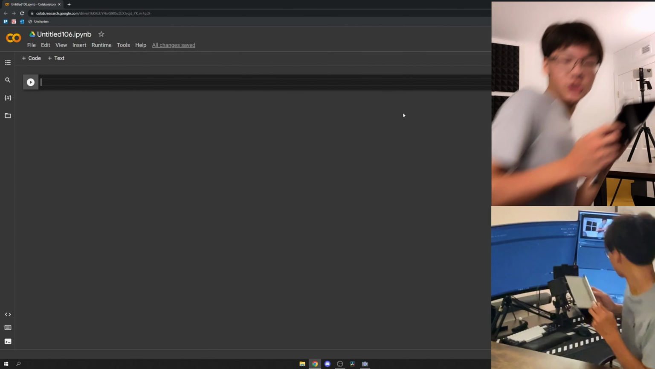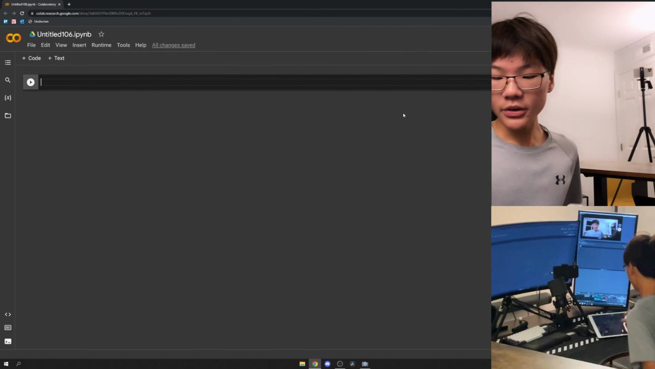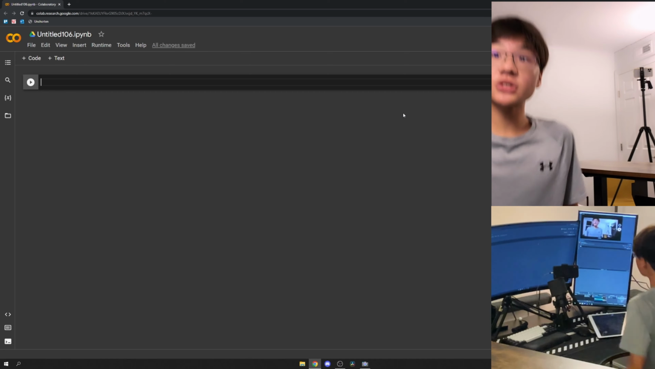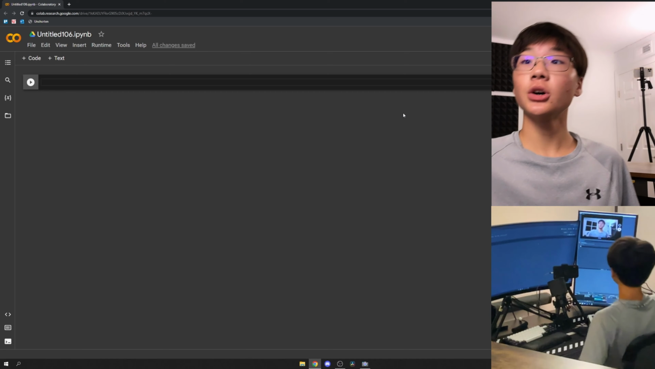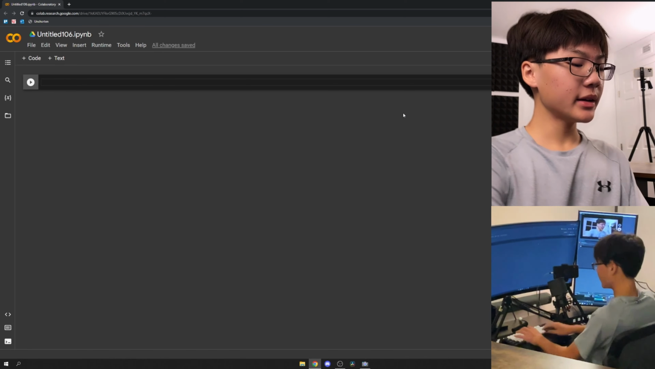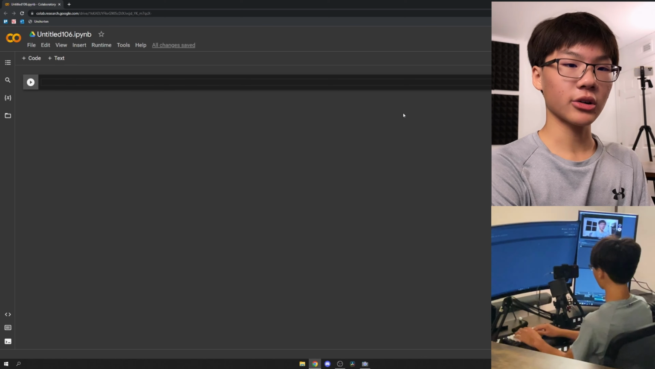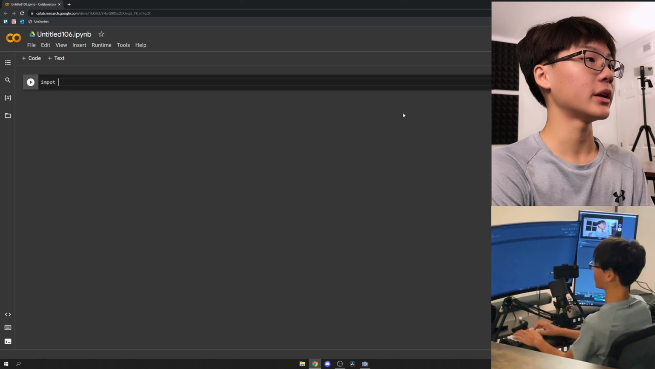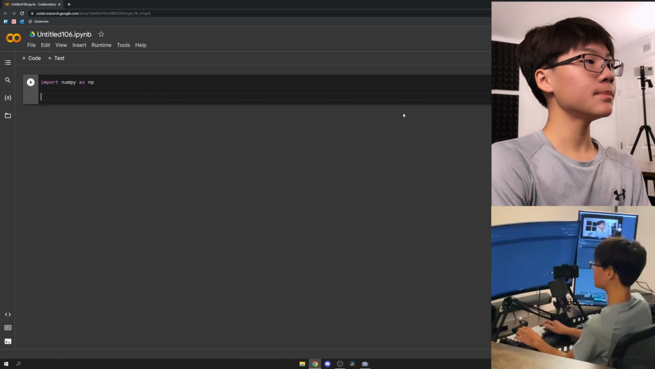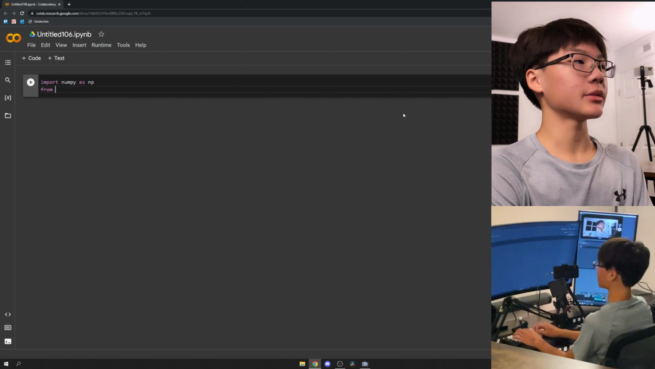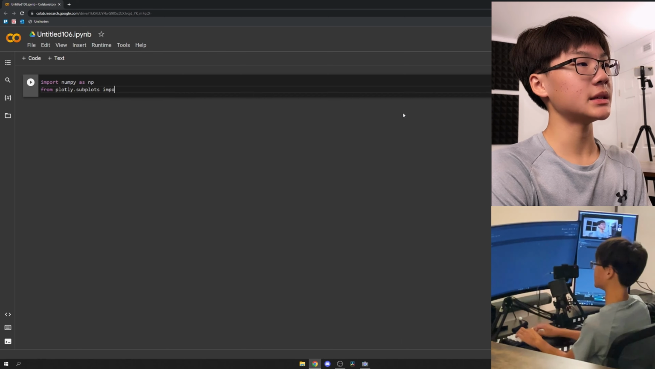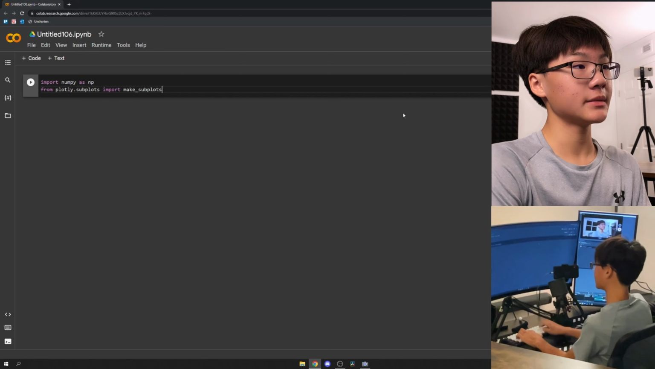So let's switch over. Okay, so first off, we need to actually generate our data points. We can do this by, first off, performing numerical calculations with NumPy. So we're going to import NumPy as np. And we're also going to make some subplots coming up. So from plotly.subplots, import make_subplots.